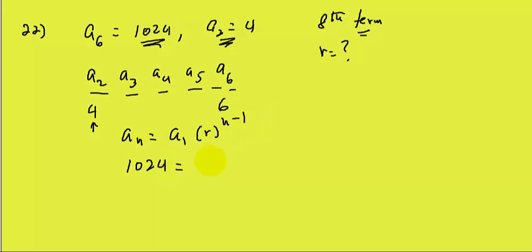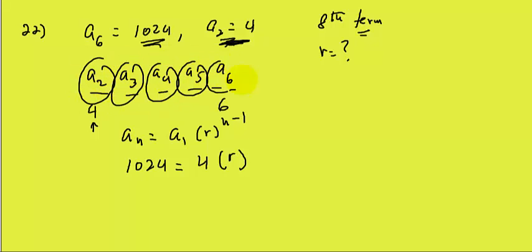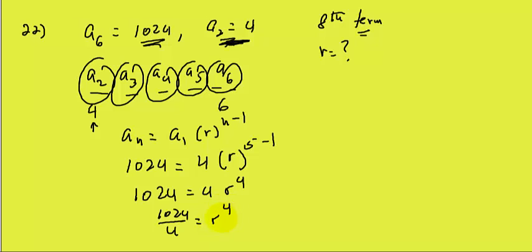And the next one is a sub 1, since we're treating that as the first term, we're going to have 4. And the ratio, I don't know what that is, but this is 1, 2, 3, 4, 5, so n minus 1 would be 5 minus 1. So you have 1024 is equal to 4 times r to the 4th. We're going to divide both sides by 4. So 1024 over 4 is equal to r to the 4th. 1024 divided by 4 turns out to be 256.